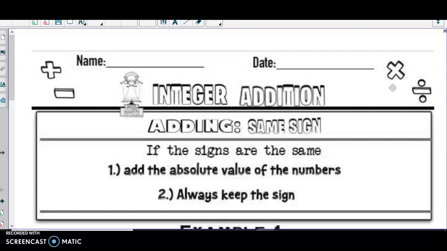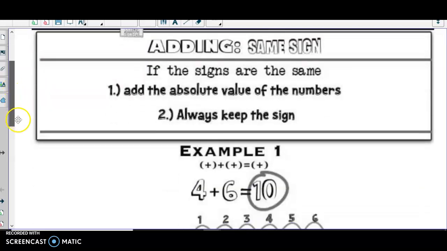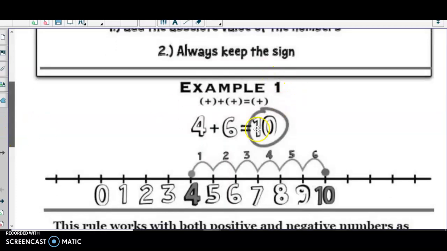Adding the same sign. If the signs are the same, you add the absolute value of the number. So you look at the number and its distance away from 0, and then you always keep the sign. So let's look at an example, because that can be tricky. All right, so a positive plus a positive is always going to be a positive, no matter what. So if I have 4 and I add 6 to it, I'm going to get 10.